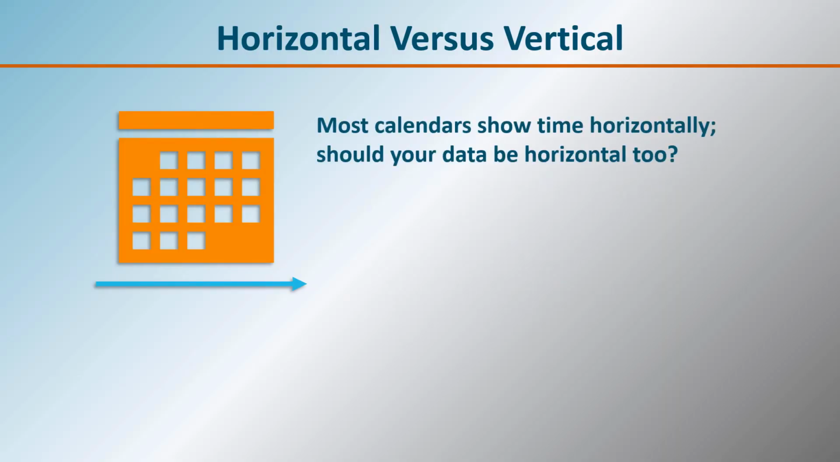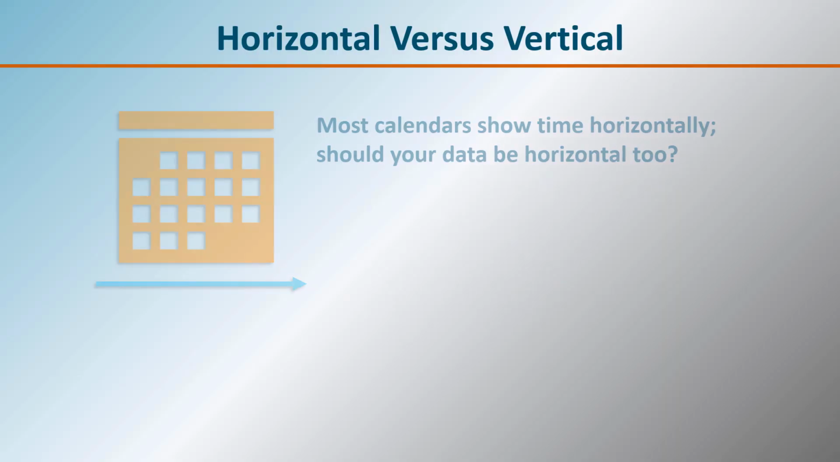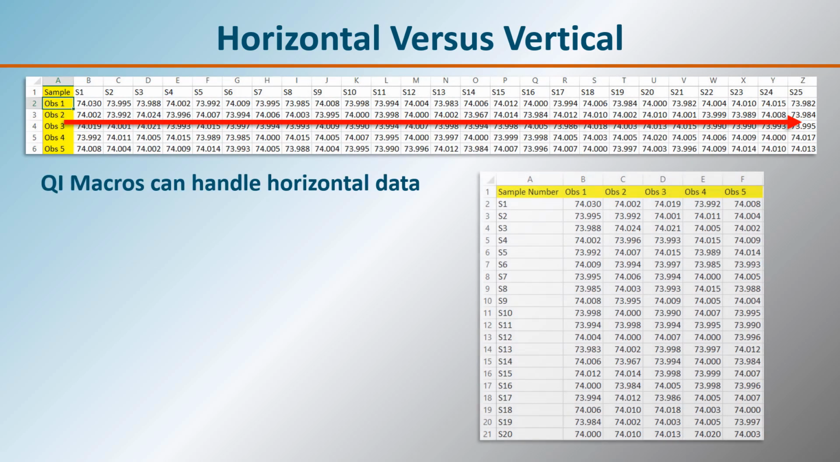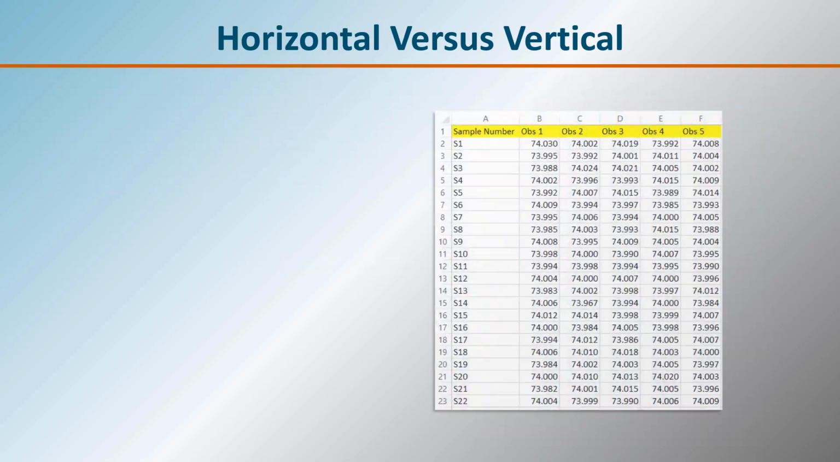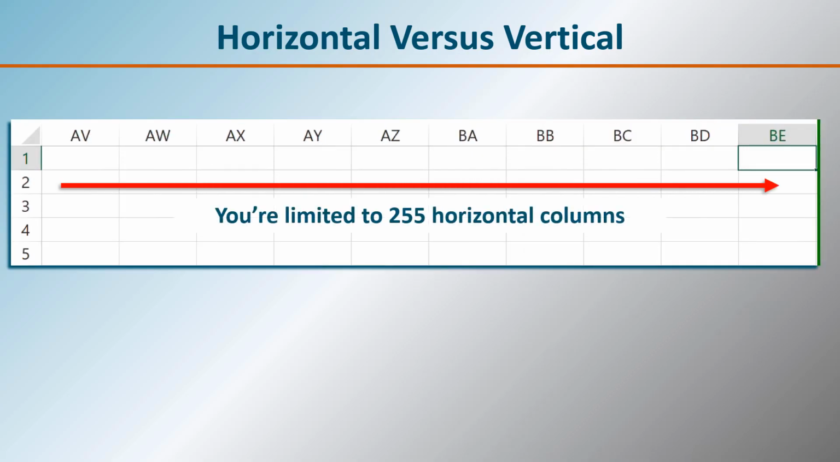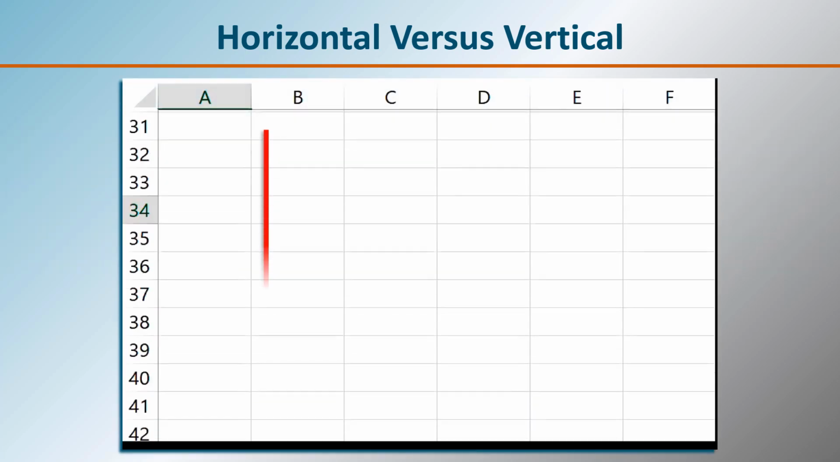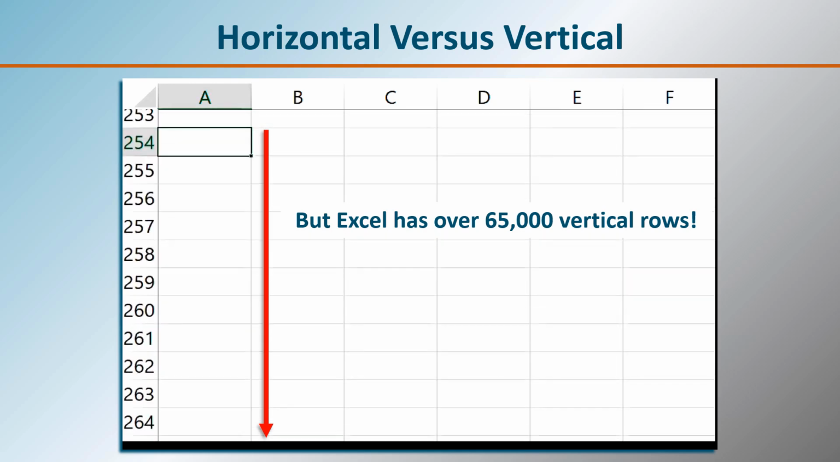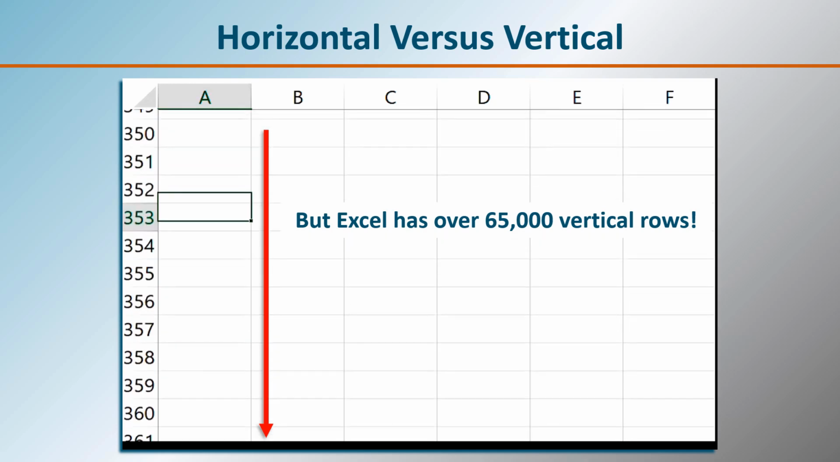Most calendars show time horizontally. Should your data be horizontal too? QI Macros can handle horizontal data and vertical data. Vertical layouts are best, but why? In Excel, you're limited to 255 horizontal columns, but Excel has over 65,000 vertical rows, so you don't need to worry about running out of room for your data.